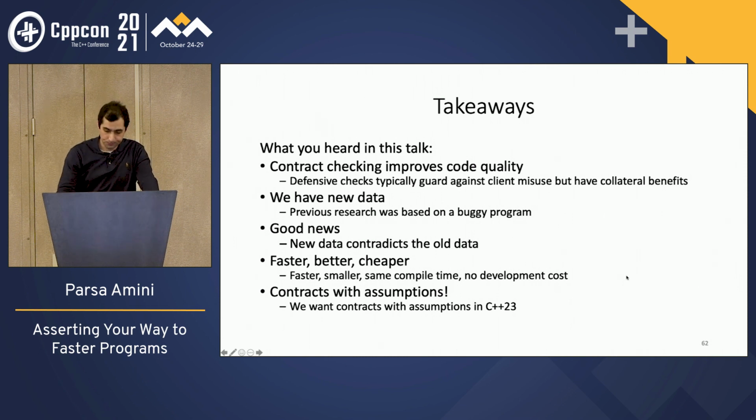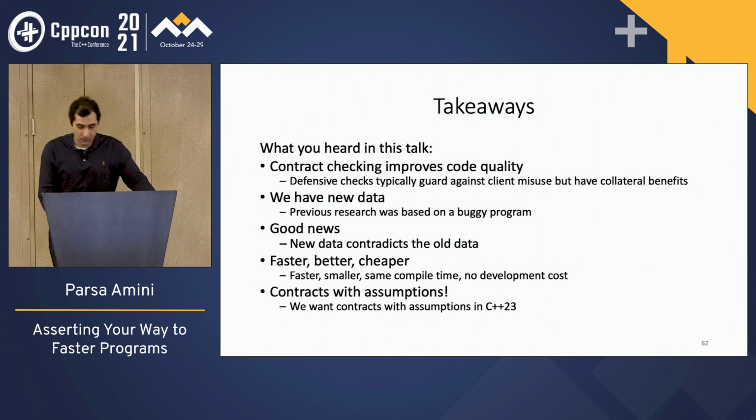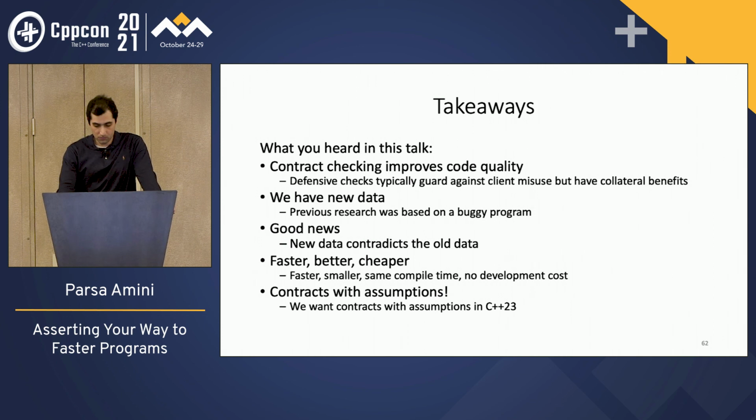And the takeaways. If you have defensive checks in your code, I believe, in addition to enhancing the quality of your code, you can also get collateral benefits in terms of performance. The next one is that we have new data that shows correct code doesn't run slower with assumptions. Our data also shows that correct code can become faster and smaller at no extra development effort. Because of all of this, I would very much like to see contracts with assumptions in C++23.